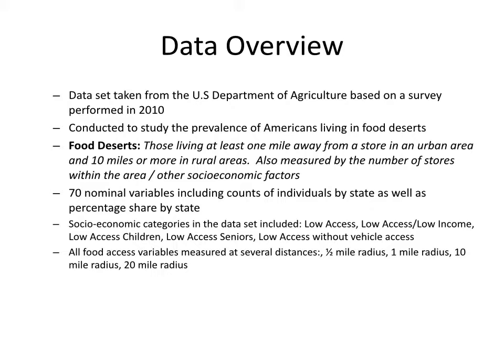The socioeconomic categories in the dataset include low access combined with low income, low access with presence of children, low access with presence of seniors, and low access with or without access to a vehicle. All food access variables were measured at several distances, including half-mile, 1 mile, 10-mile, and 20-mile intervals as well.